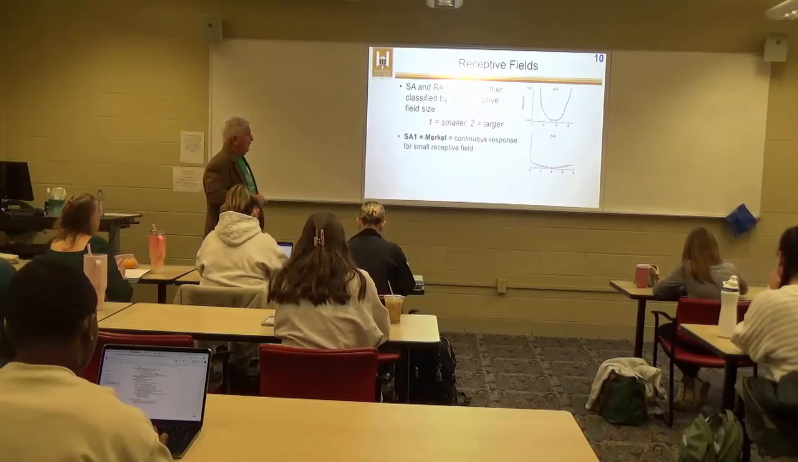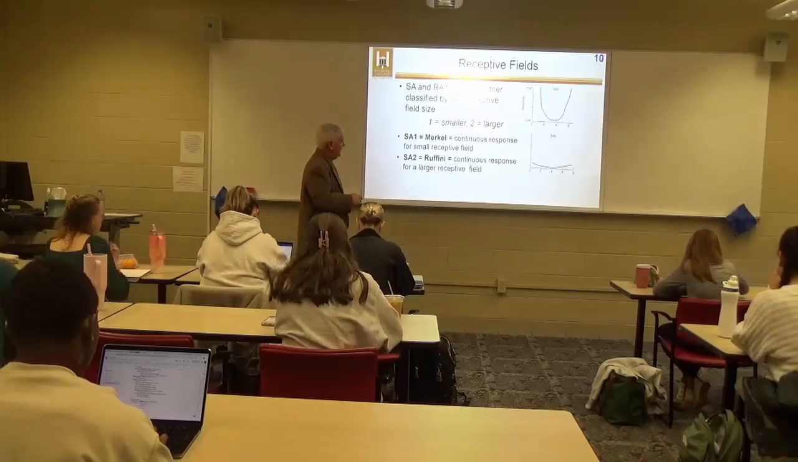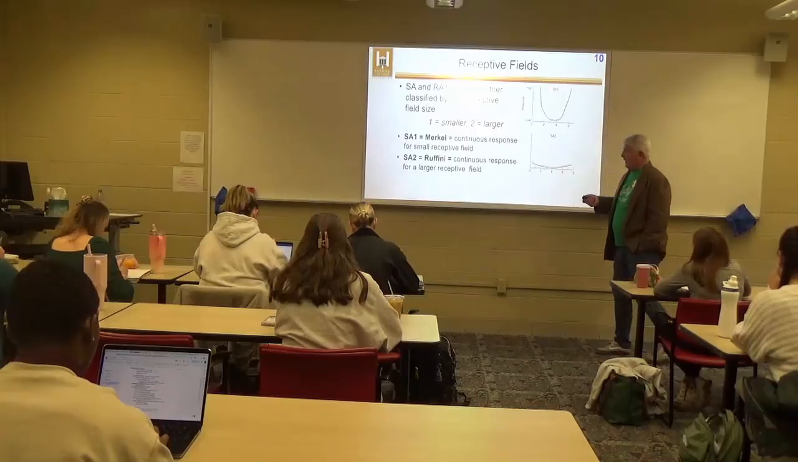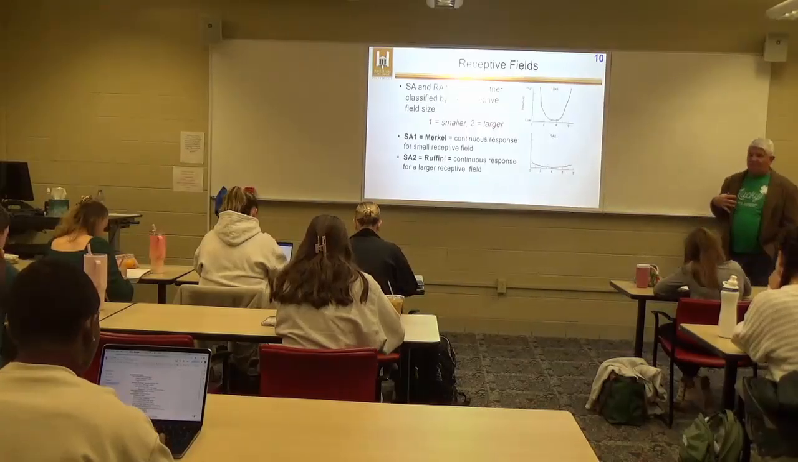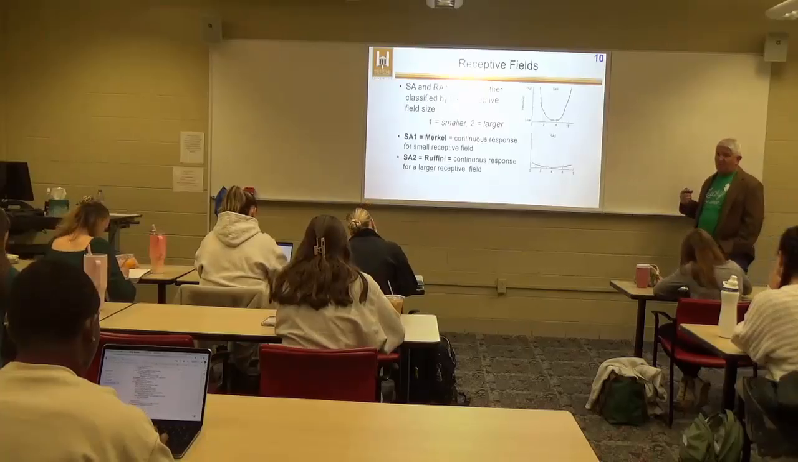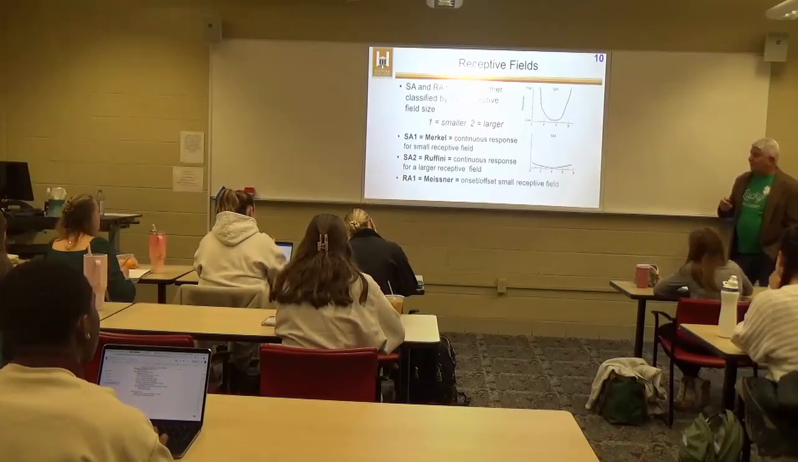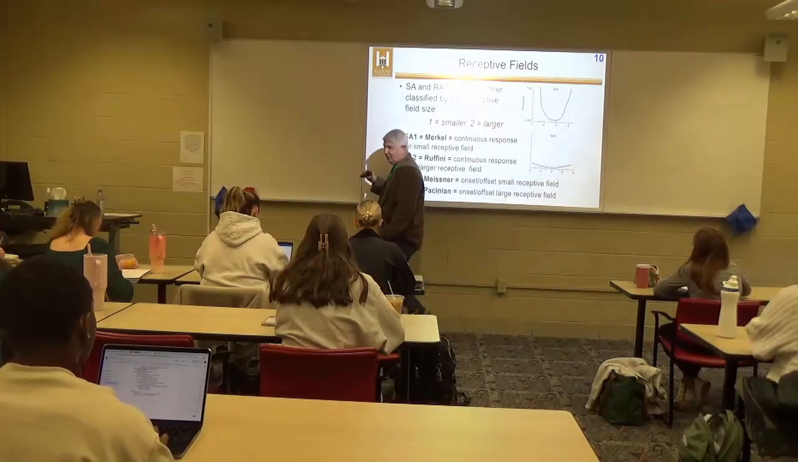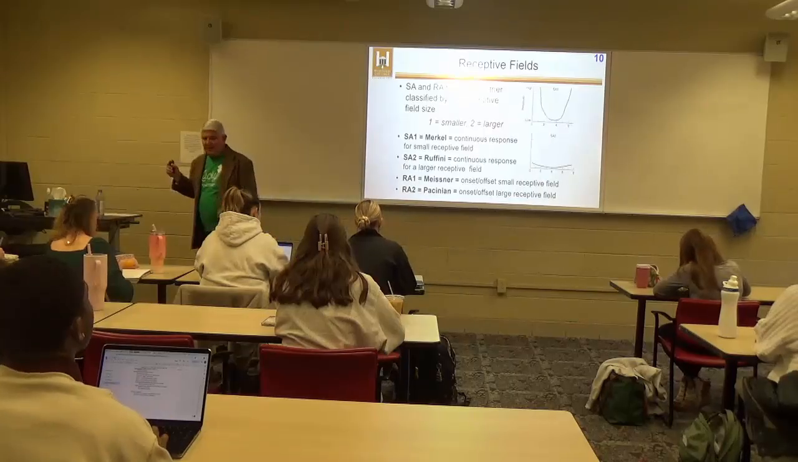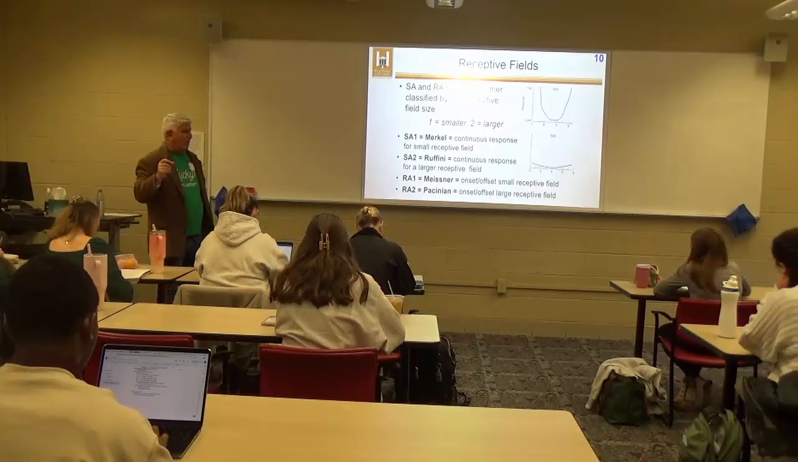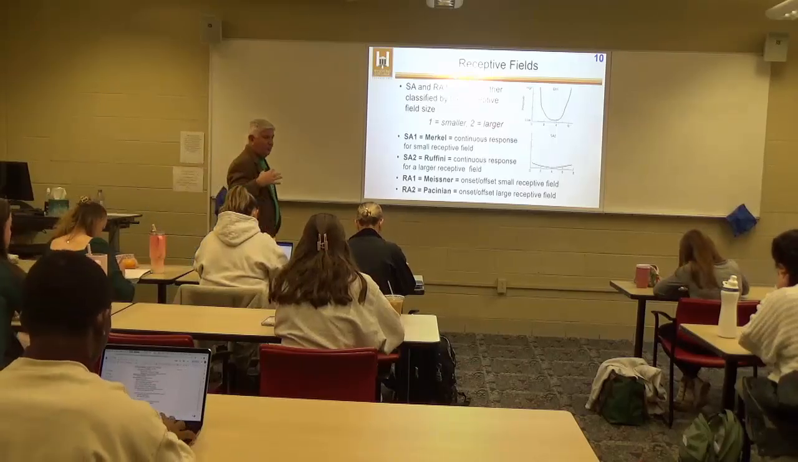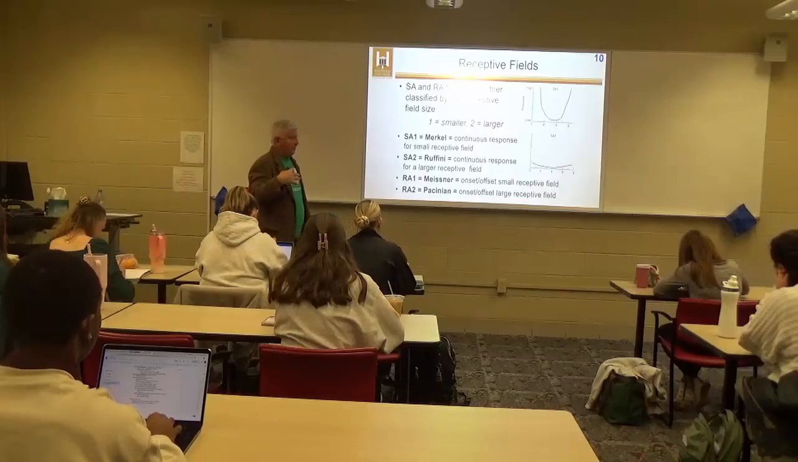Right? So Merkel cells are continuous response for a small receptive field. Ruffini are continuous response for a larger receptive field as they're deeper. SA1, SA2. The same thing for the rapid adapting. The Meissner are the small, narrow-tuned rapid adapting 1, RA1, and Pacinian corpuscles are RA2, or the larger ones that are deeper. So they respond to the larger receptive field.